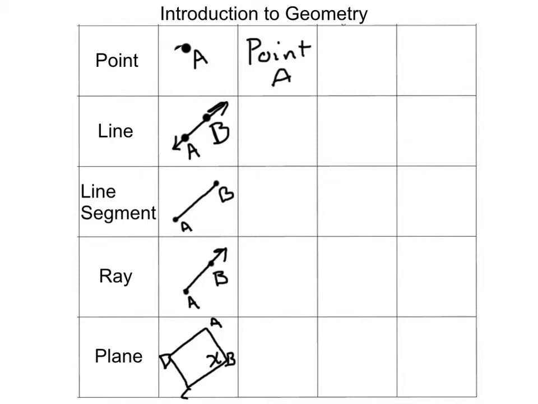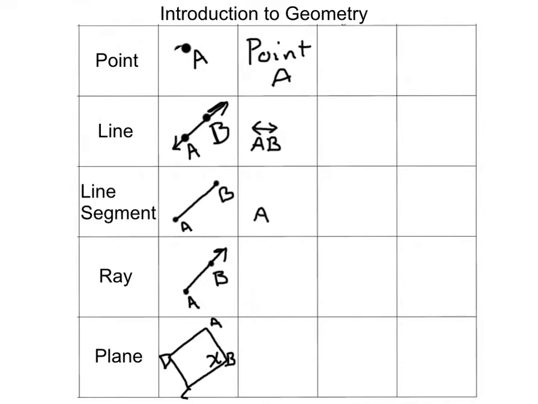That one you're just kind of stuck with. However, with a line, and I'm sure you guys have probably already done this in the past, you put the two letters that are on the line, and then above the line, you're going to draw a two-headed or two arrow-headed line right above it, and we would call this line AB.